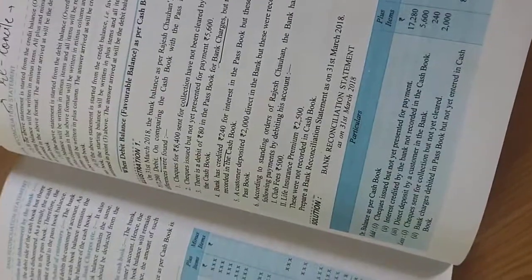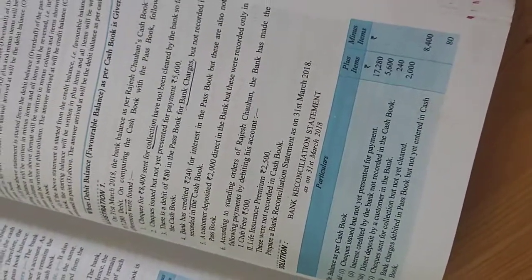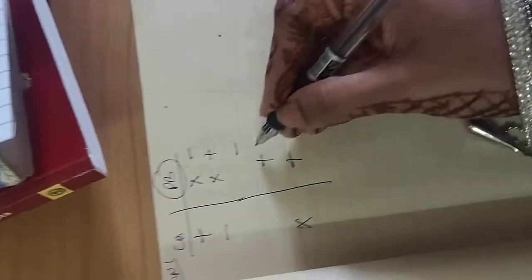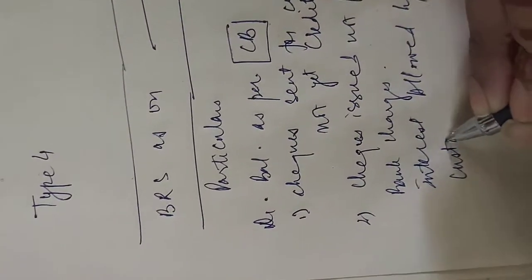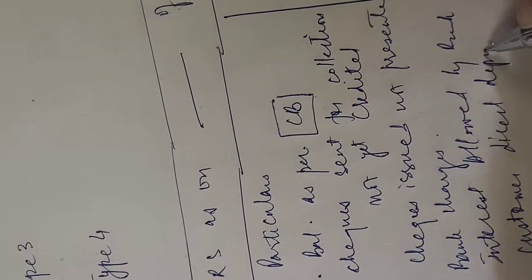Got it? Next is a customer deposited 2000 directly in the bank account, but these were recorded only in passbook. Someone directly deposited money in my account, I don't know, right. I have no information. I need the passbook sign, which I directly got, 2000. So directly post 2000 and write customer direct deposit.